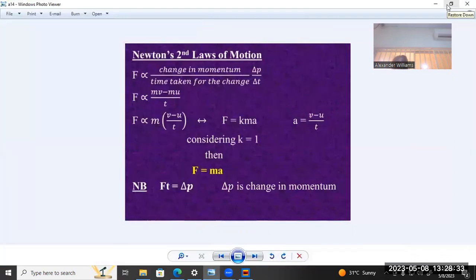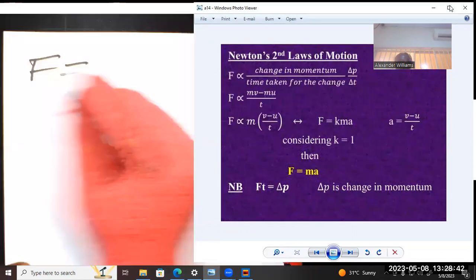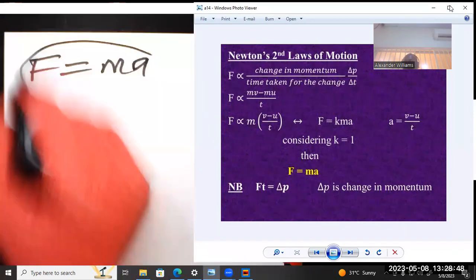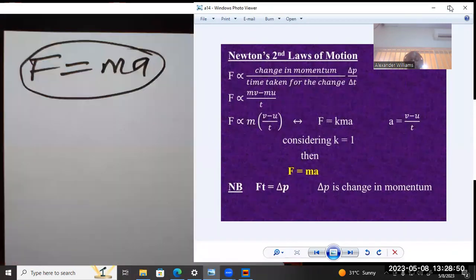to get a fundamental equation which states that force is equal to mass times acceleration. This is the mathematical statement of Newton's second law. The rate of change of momentum is proportional to the applied force.